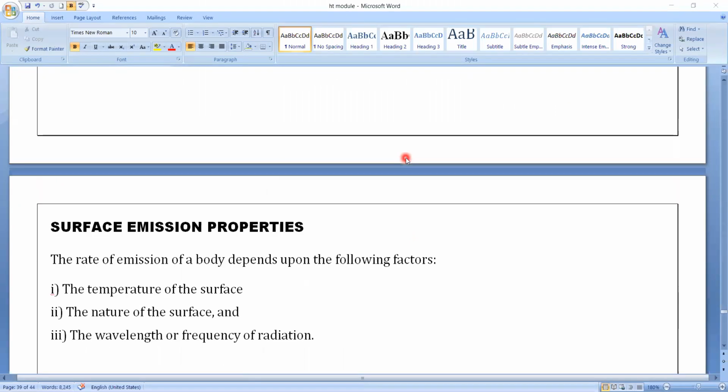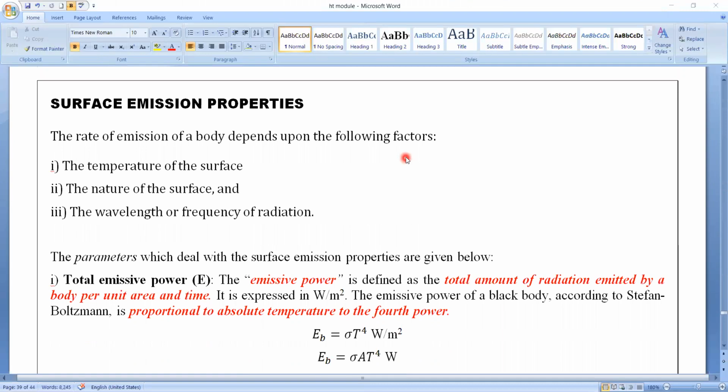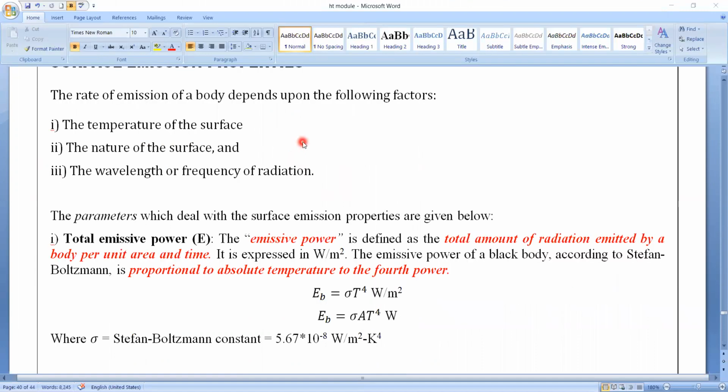Now let's go ahead. The next important part of discussion is surface emission properties. Basically there are three surface emission properties on which the thermal radiation depends.